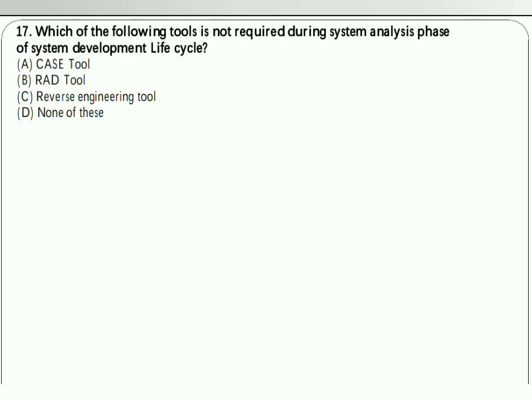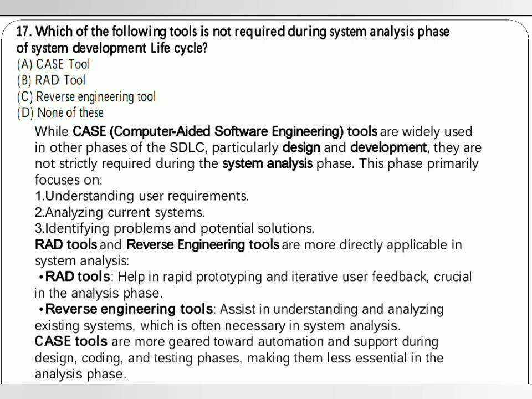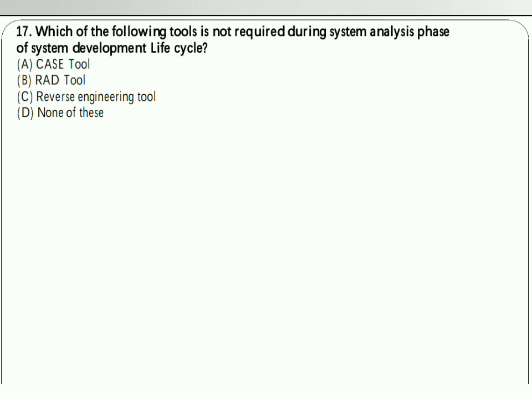Next one. Which of the following tools is not required during the system analysis phase of a system development lifecycle, SDLC? Rapid application development combines prototyping, joint application development, and implementation of CASE tools. The advantages of rapid application development are speed, reduced cost, and user involvement in the development process. So here, the reverse engineering tool is not related to the software development lifecycle. So the answer is option C.